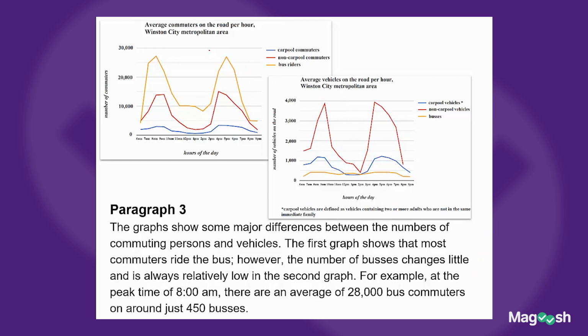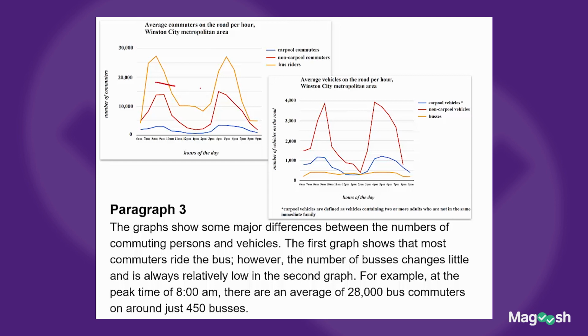So we need to think through what other information we could report to provide details about what we've just discussed. Well, it says, the graph shows some major differences between the numbers of commuting persons and vehicles. The first graph shows that most commuters ride the bus. However, the number of buses changes little and is always relatively low in the second graph. For example, at the peak time of 8 a.m., there are an average of 28,000 bus commuters on around just 450 buses. Okay, so a major contrast we're pulling out.